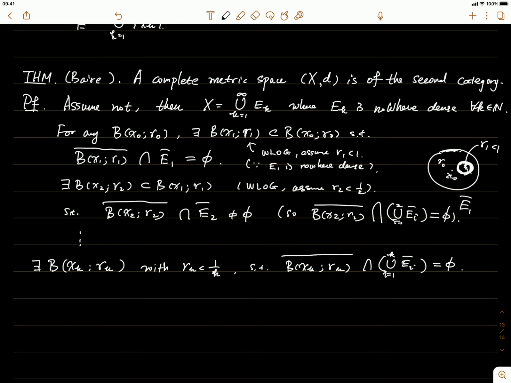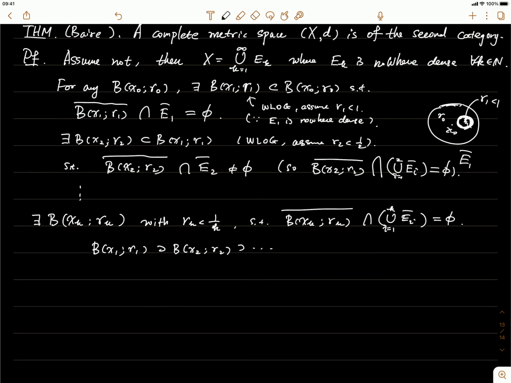So now what we have done so far is we got this sequence of balls. We started from x1, r1. I don't consider x naught, r naught anymore. I know that this is the largest one, and it includes the second one, and so on and so forth. For each of them, the radius is less than 1 over k, and the intersection of this ball and all the previous E_i closures is empty. And from here we're going to get a contradiction. Let's see where we get this contradiction.